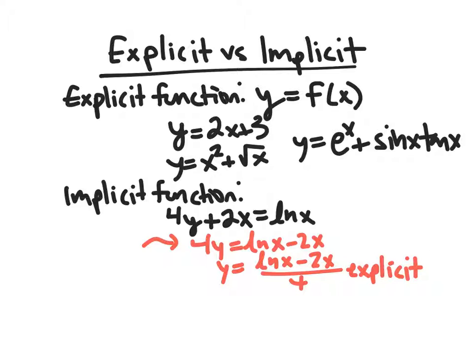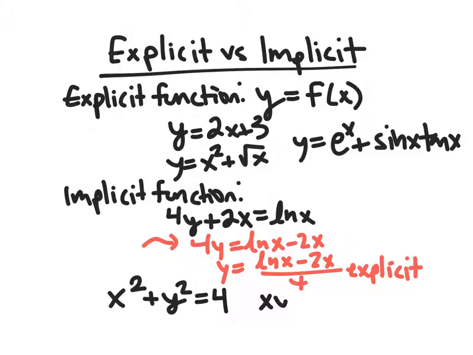But this will not always be the case. We can have implicit functions that cannot be turned into something explicit. For example, a circle. If you have a circle, this is one we'll talk about here soon, you're not going to be able to get y as a function of x. Yes, you can get y by itself, but we know that a circle is not a function because of that old vertical line test.